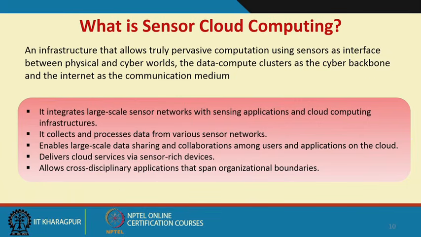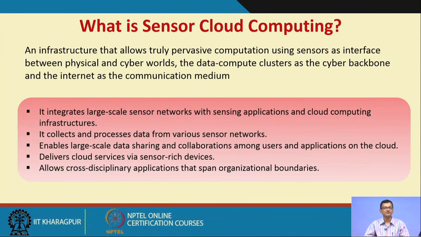So, it comes to a scenario of what we call sensor cloud. What if we look at the sensor cloud as an infrastructure that allows truly pervasive computing, using sensors as the interface between the physical and cyber worlds, the data compute clusters as the cyber backbone, and the internet as the communication media? Let me repeat, it is an infrastructure that allows pervasive computing using sensors as an interface to the physical and cyber world, data computing clusters as the cyber backbone and the internet as the communication media.